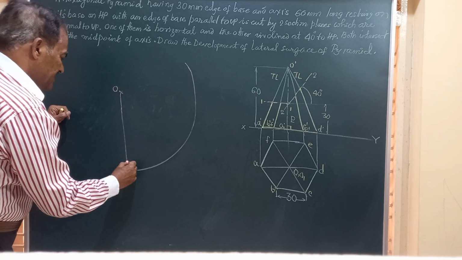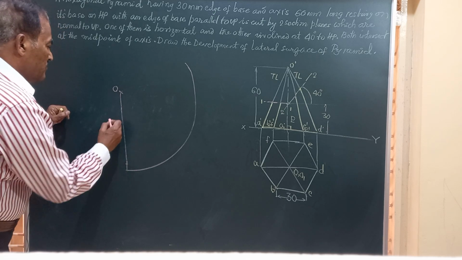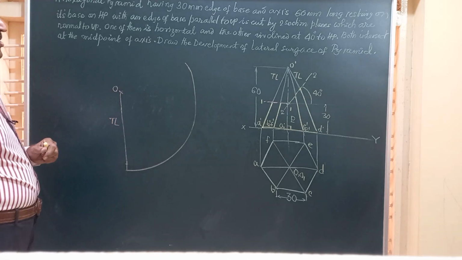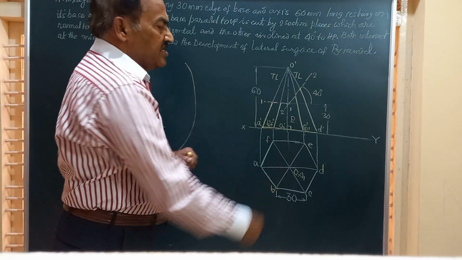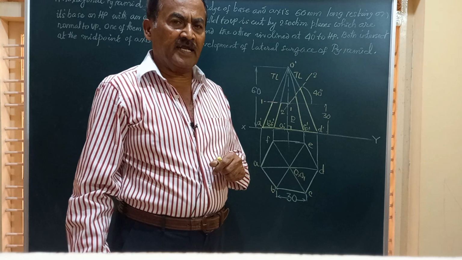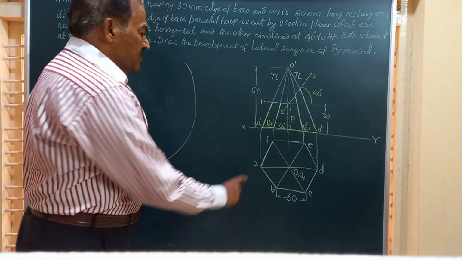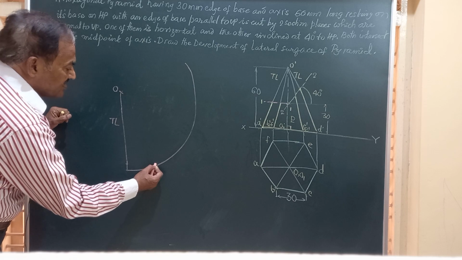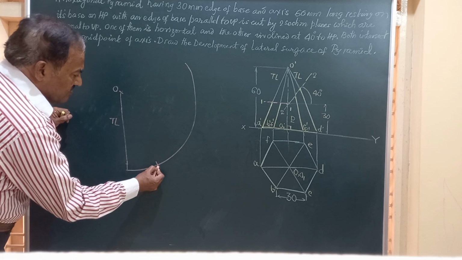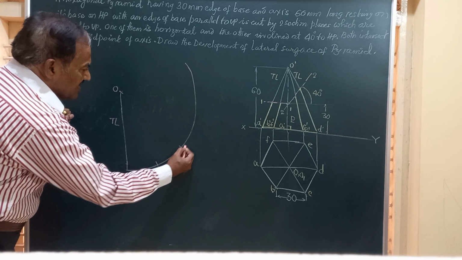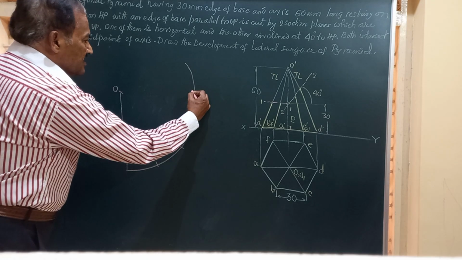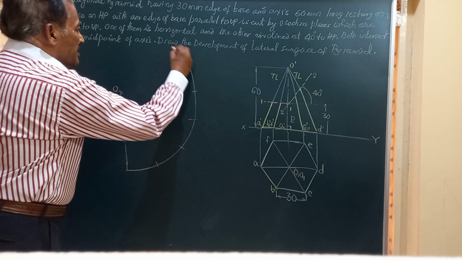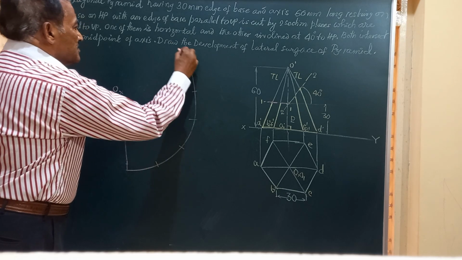So say this is the arc that is drawn with the true length as the radius and the center as O. Here friends, for the base, there are 6 edges of the base, each having a measurement of 30. So I am going to step off 6 such lines, 30 millimeter, 30, 30, 30, 1, 2, 3, 4, 5, again another 30.